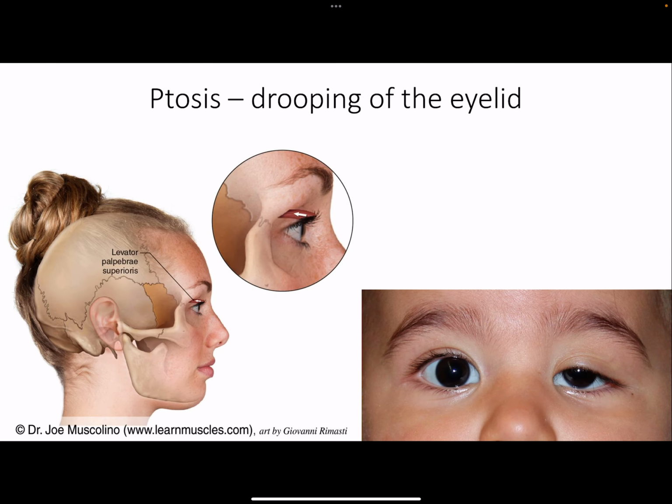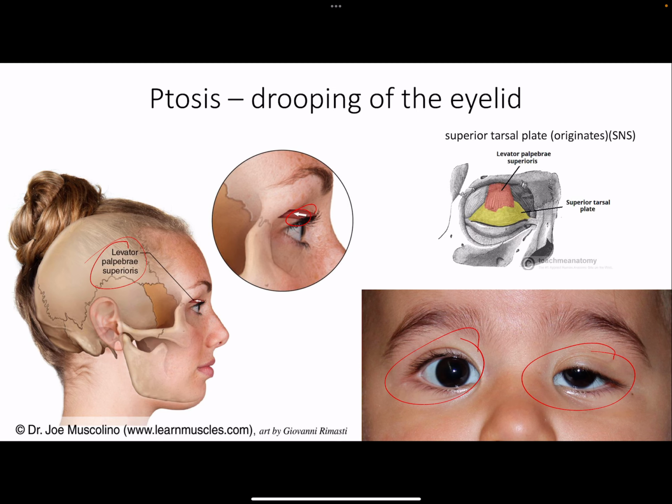Ptosis. The oculomotor also supplies the levator palpebrae superioris, which is going to really just keep this eyelid pulled back. So that's a functioning oculomotor, and this is not functioning. So you're going to have this ptosis, the drooping eyelid, if you have a problem with your oculomotor nerve. Notice that you can also get this if you have Horner syndrome and an issue with sympathetic innervation of the face. That's because originating off of the levator palpebrae superioris is the superior tarsal plate, which is supplied by the sympathetic nervous system. So you can actually get a similar phenotype here.